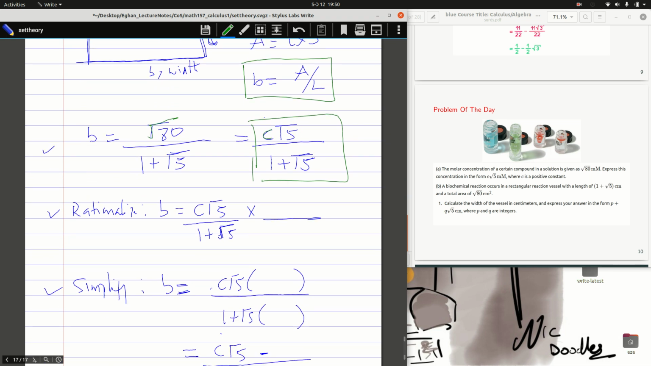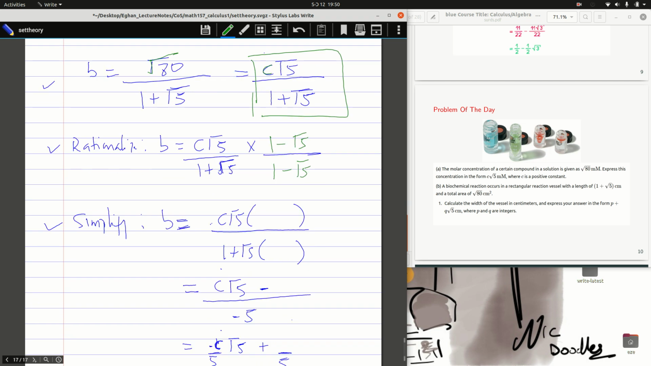The next step, I'm not done because it is not of the form I want. I have to rationalize it. And how do I do that? I find the conjugate of the denominator. The conjugate becomes 1 minus root 5, and I multiply it through. Again, if you take this across, we are just simply multiplying this.